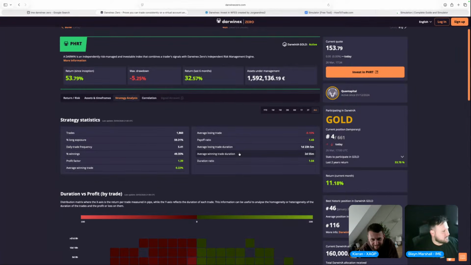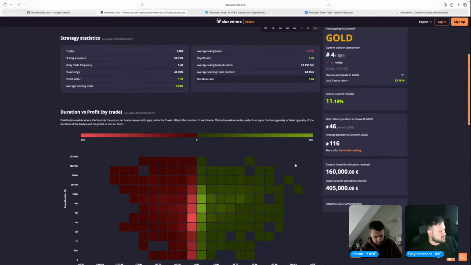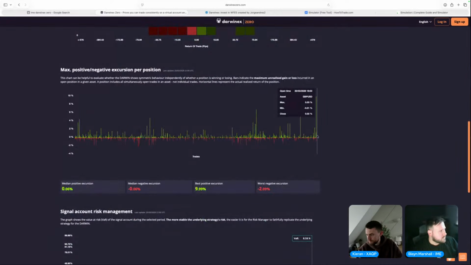So yeah, again, losing trades. You've obviously got a decent sized stop loss because your trade duration is quite high, in terms of your losers are just about 2 days, your winners are just about 2 days as well. So quite a good distribution again in terms of duration.